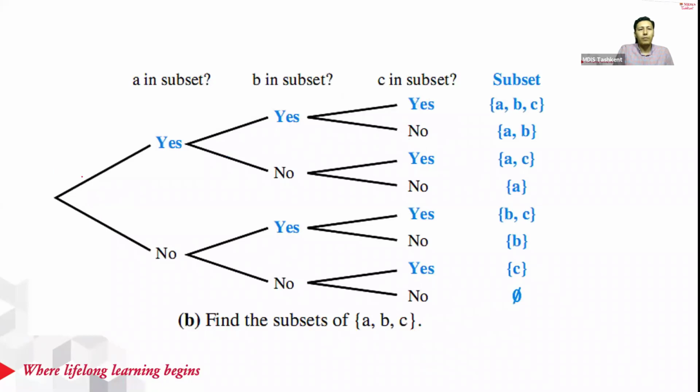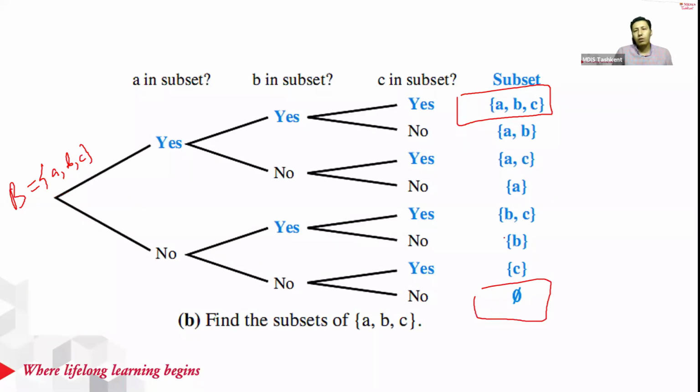A, B, C. Okay, find all the subsets of this set. So the first one and the last one are from the property. Then you can take A itself, B itself, C alone. Then you take combinations: AB, AC, BC. So in total, how many? 8 subsets.